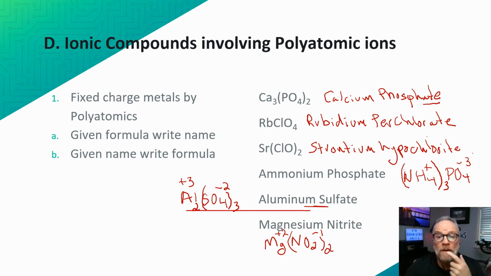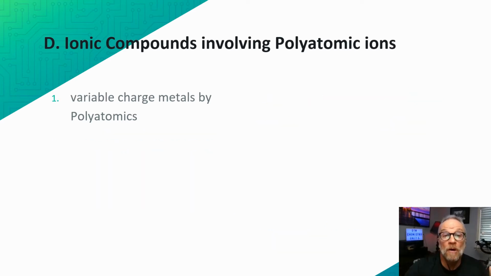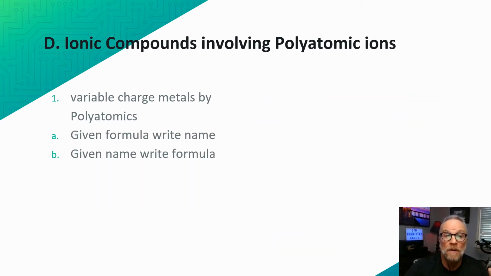All right, very good. So let's see what is on the next slide. I believe it's variable charged metals with polyatomic ions. Given the formula, write the name, and then we'll give the name and write the formula. Okay, so we have vanadium, which is a transition metal. So that's a key there. Need Roman numerals, right? And we have PO3, 2.